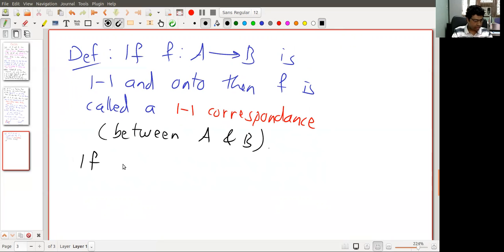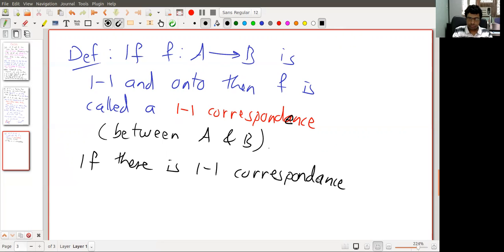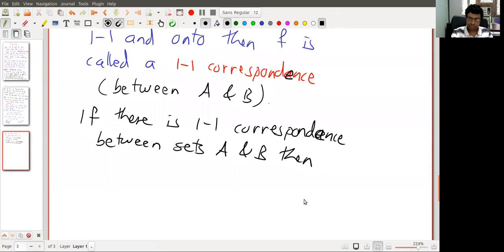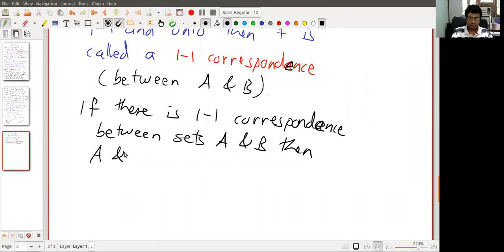If there is a one-to-one correspondence between sets A and B, then A and B are called equivalent sets.